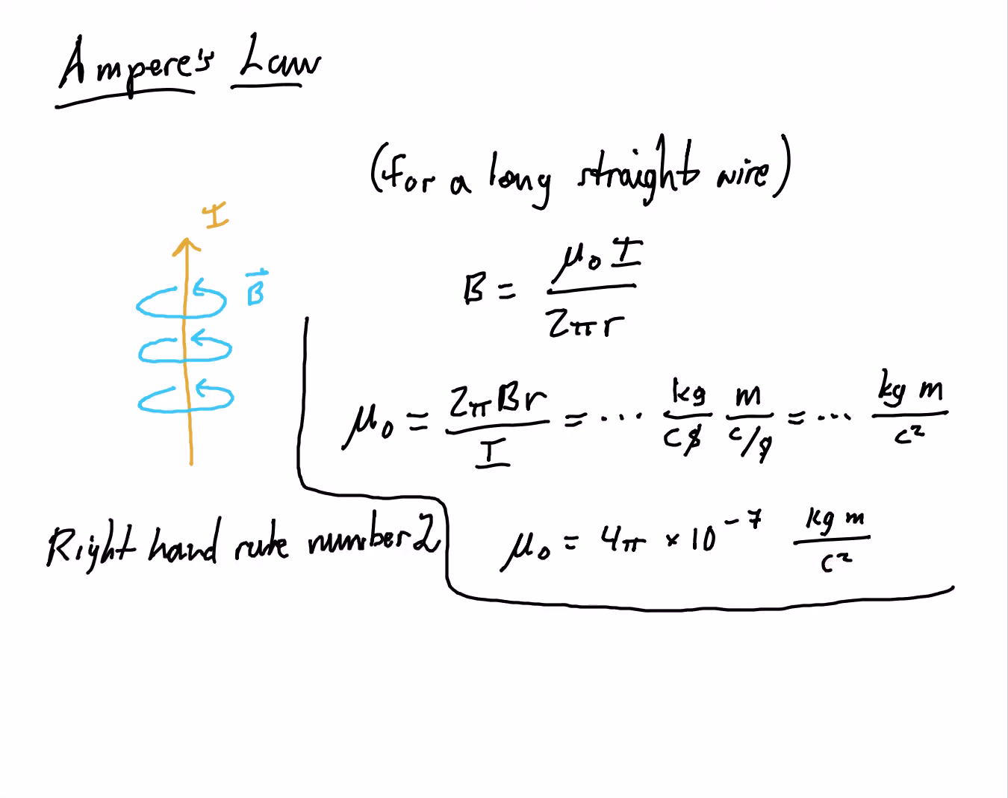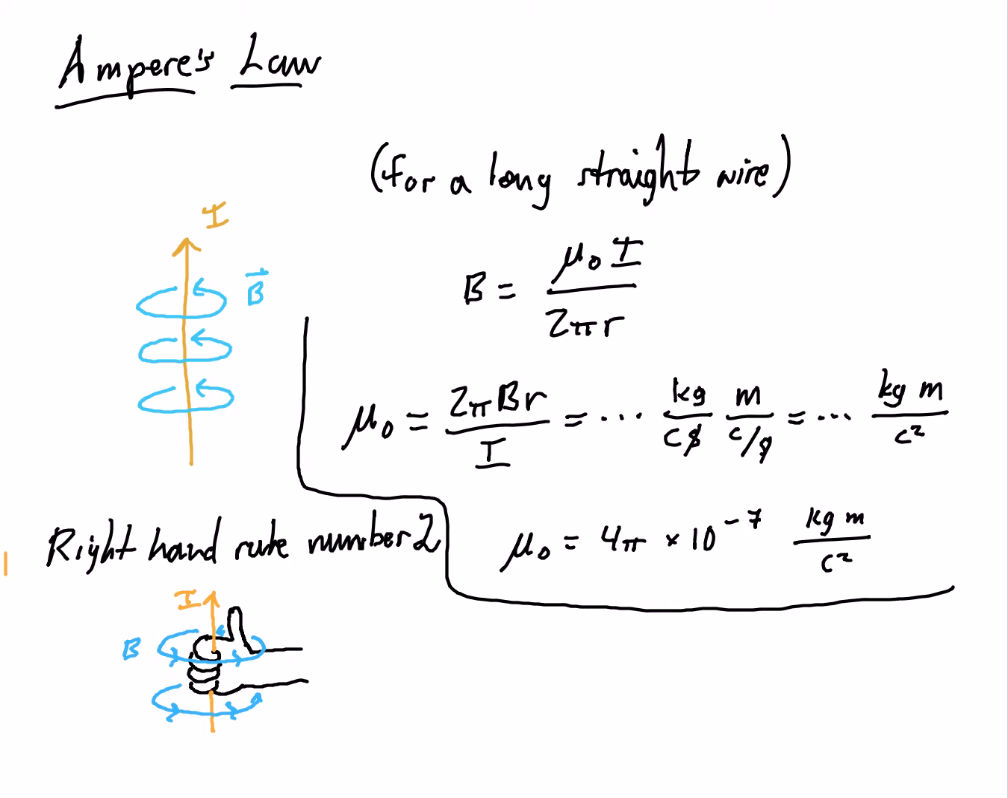The direction of the magnetic field created by current is given by right-hand rule number 2. Right-hand rule number 2 says that if you grab the current-carrying wire with your thumb pointing in the direction of the flow of the current, then the magnetic field wraps around the wire in the same direction that your 4 fingers are wrapping around the wire. This is the same way as how I've drawn it up here.